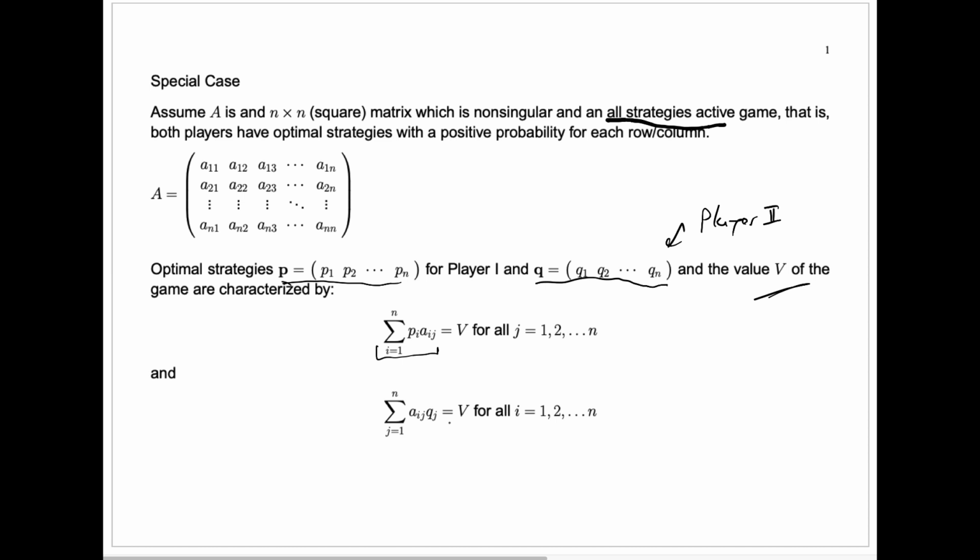And similarly, player 2 expects this amount assuming player 2 plays this optimal strategy Q, if player 1 plays row i. So let me say that again. This is the expected return if player 1 plays row i and player 2 plays the optimal strategy Q. Again, the expected return will be exactly V, no matter which row, i equals 1, 2, 3 up to n, player 1 plays.